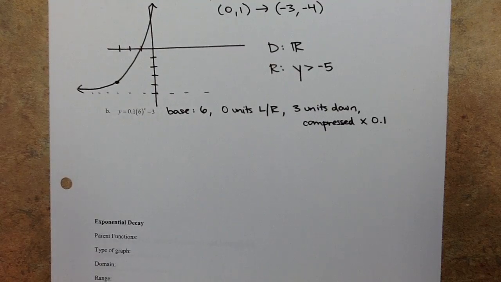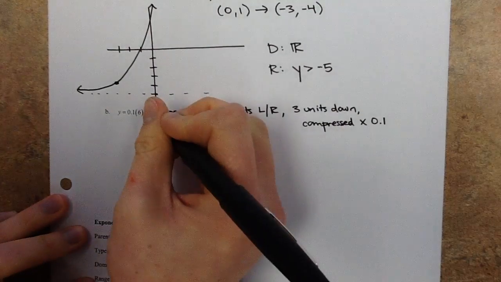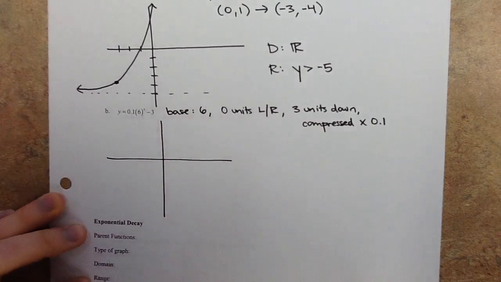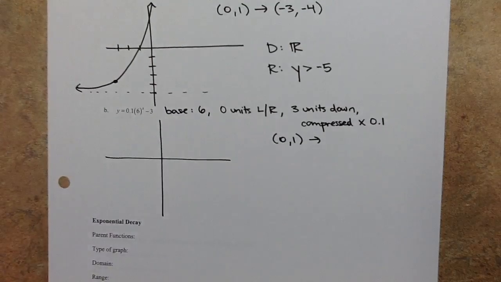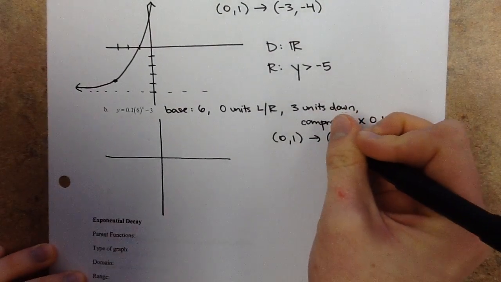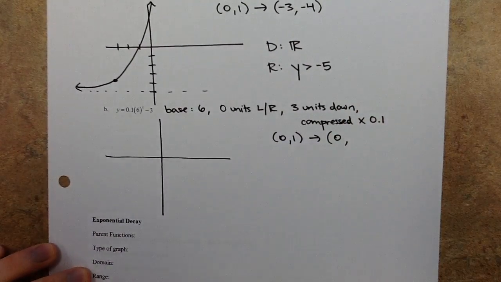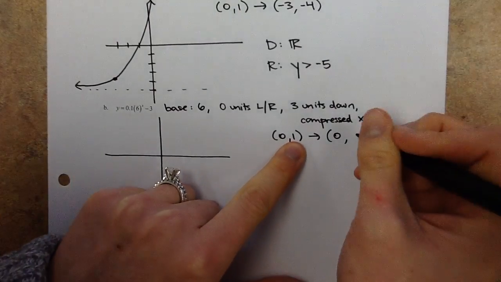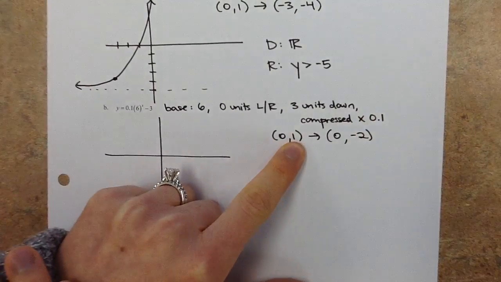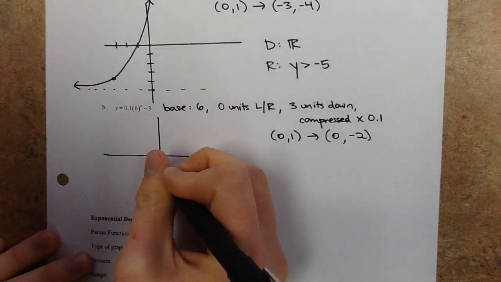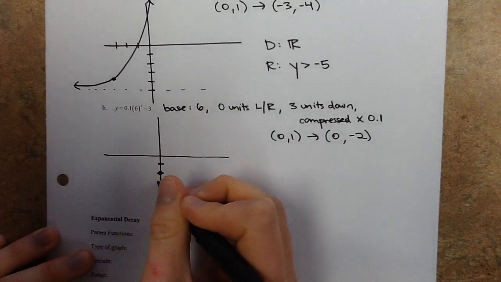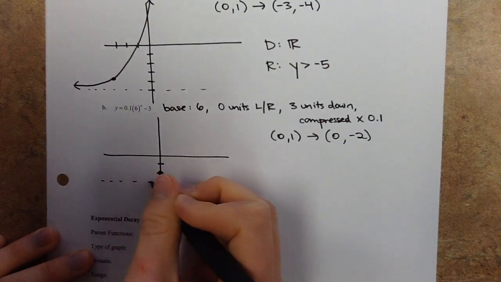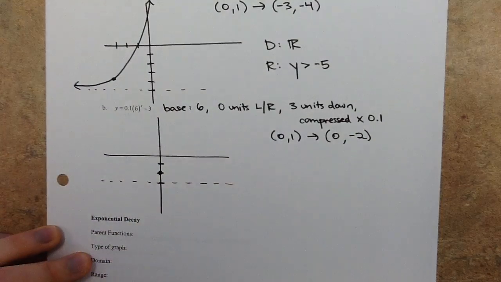So that means it's going to be very short and fat compared to an original. All right, so let's see what that's going to look like. So my original starting point is (0, 1). So I am now moving no units left and right, so I'm still starting at 0, and I'm moving 3 units down. So from 1, I move 3 units down to -2. And then my asymptote moves down 3 units.